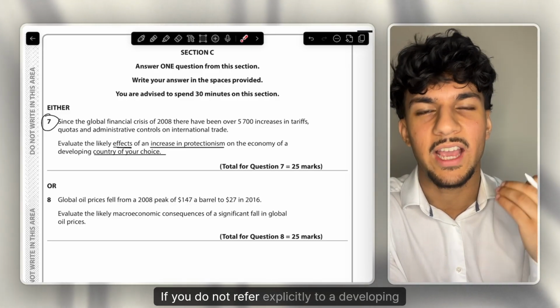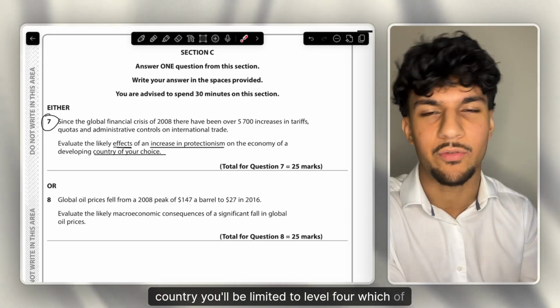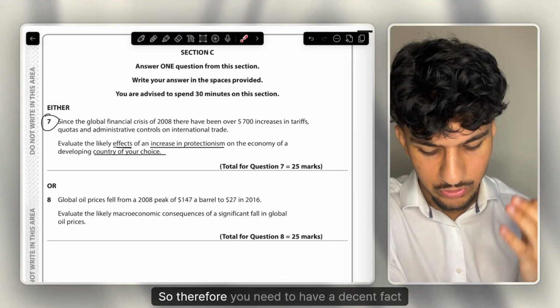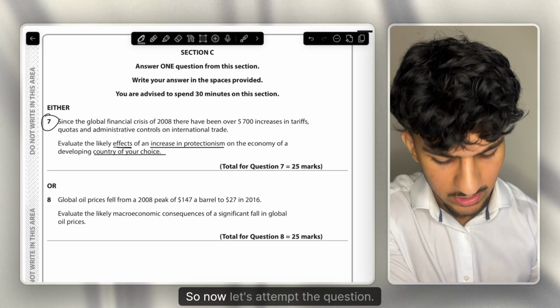If you do not refer explicitly to a developing country, you will be limited to level 4, which of course is going to limit your marks. So therefore you need to have a decent fact file, a decent amount of knowledge on the real world. So now let's attempt the question.